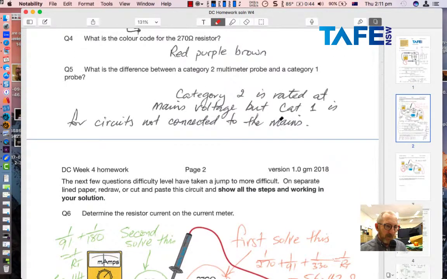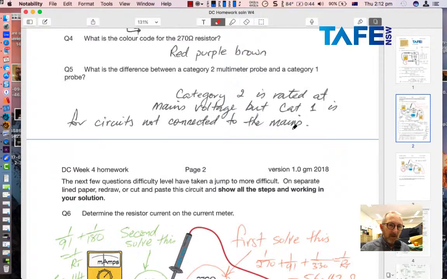Question 5. What's the difference between a Category 2 multimeter probe and a Category 1 multimeter probe? Cat 2 is rated at mains voltage, but Cat 1 is for circuits not connected to the mains. So be very careful if you're using a digital multimeter, or any multimeter for that matter. Check what it says on the probes, and if they're not Category 2, don't go probing around 240 volt circuits. And in fact, if you want to work on switchboards and distribution panels, you've got to go higher again to a Category 3 meter to be entirely safe.